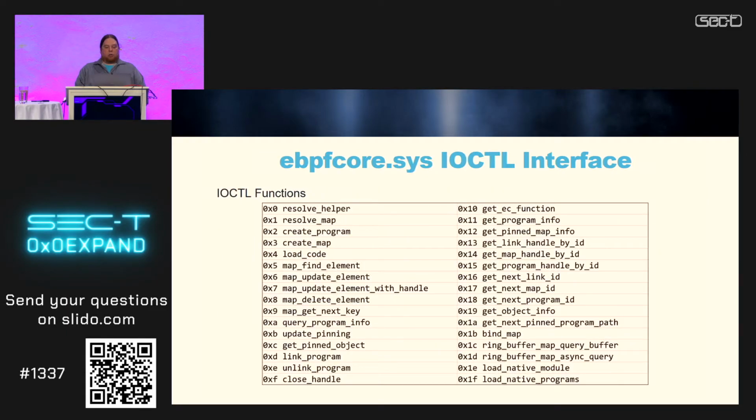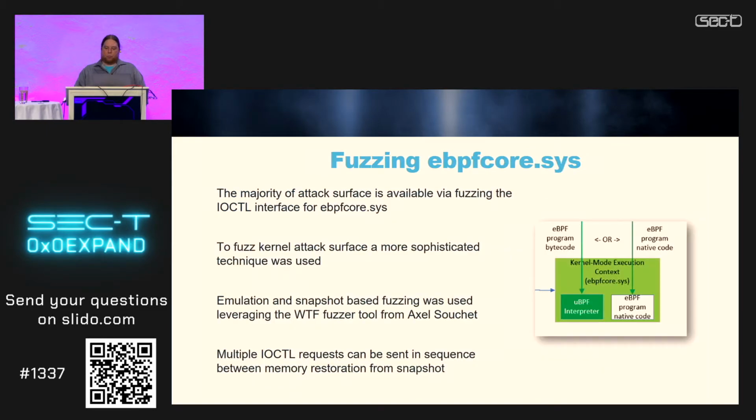So there are a number of ioctl functions available. These more or less map to the BPF APIs for things like enumerating the maps that are available, loading programs, unloading them, and so on and so forth. And now we can't use a simple tool like AFL fuzz because we're fuzzing the kernel layer. So we need a new solution to do this.